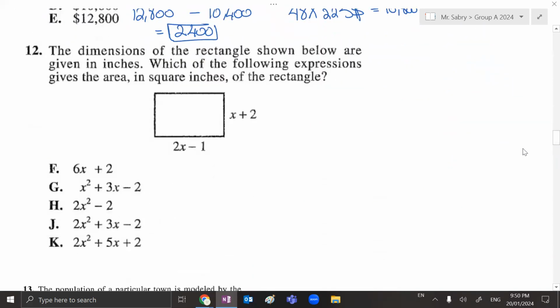12. The dimensions of the rectangle shown below are given in inches. Which of the following expressions gives the area? So I saw the word area for a shape.